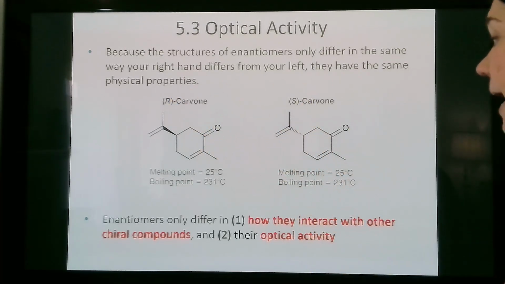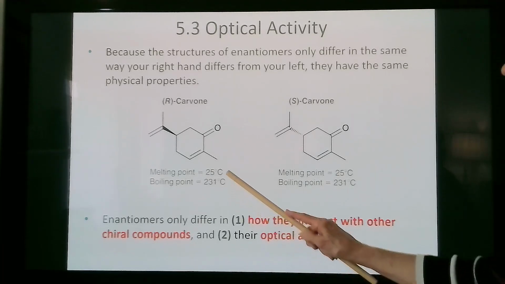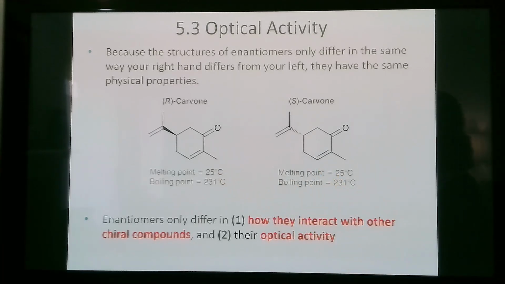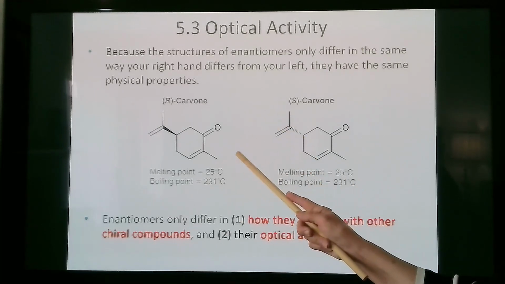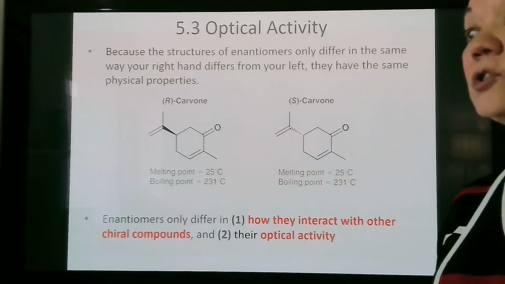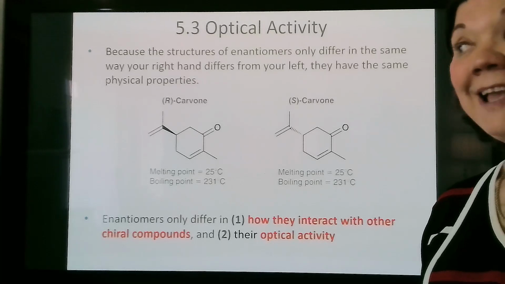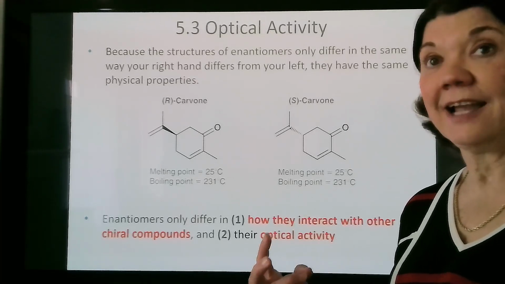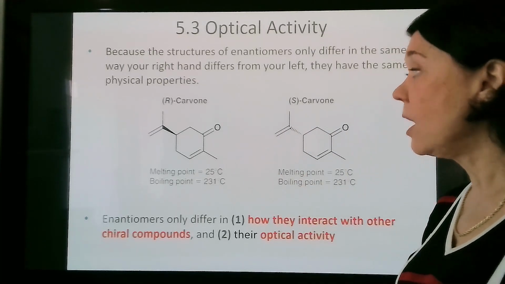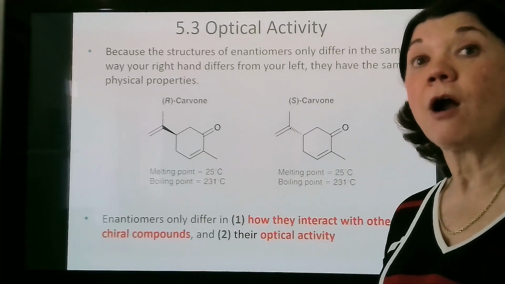This one is R, and that one is S, and they have the same melting point, boiling point, same vapor pressure, same everything, except the optical activity, and how they interact with other chiral compounds. There's one characteristic of this pair which is very rare. There are a few pairs of enantiomers that we humans can detect. We can distinguish between these 2. These can be distinguished by their odor.